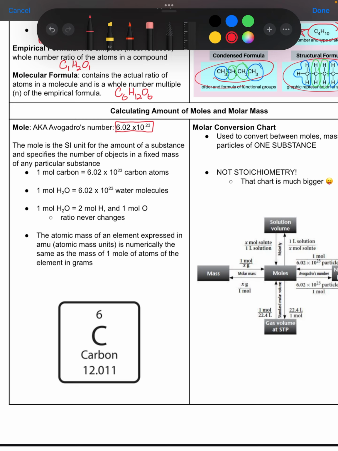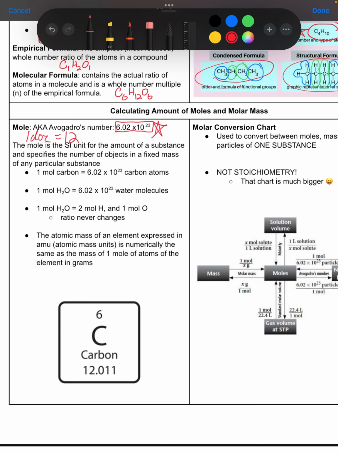Because we all know what a dozen means. We know that 1 dozen equals 12, right? 1 mole is that many. It's just an amount that we've come up with, and it's the objects specifically in a fixed mass of a substance.